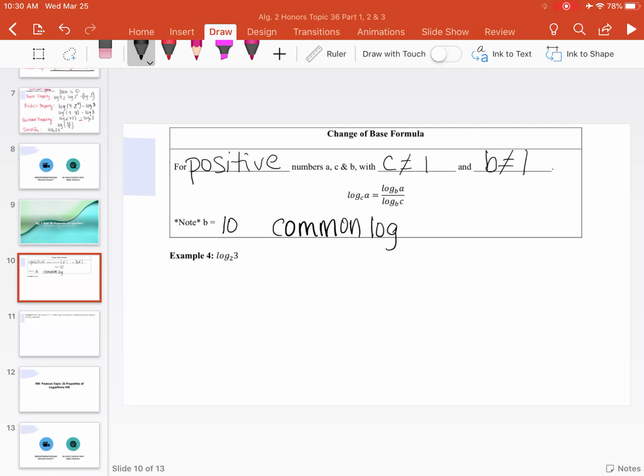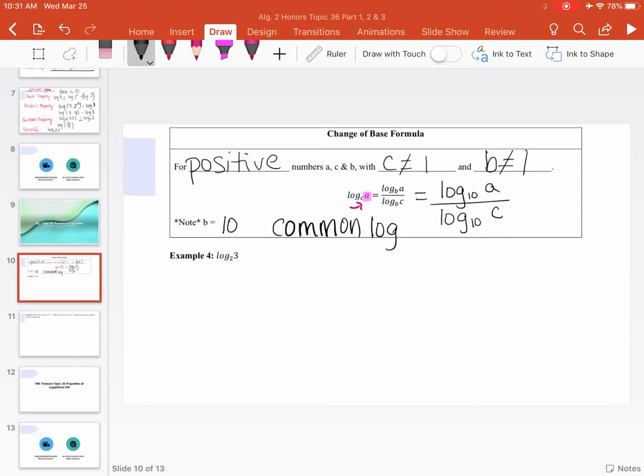So another way that we could write this would be log base 10 of A over log base 10 of C. So basically we're taking our argument here and we're dividing it by the initial given base, which is our C. So if we want to see this in action, let's do our first example here, log base 2 of 3.